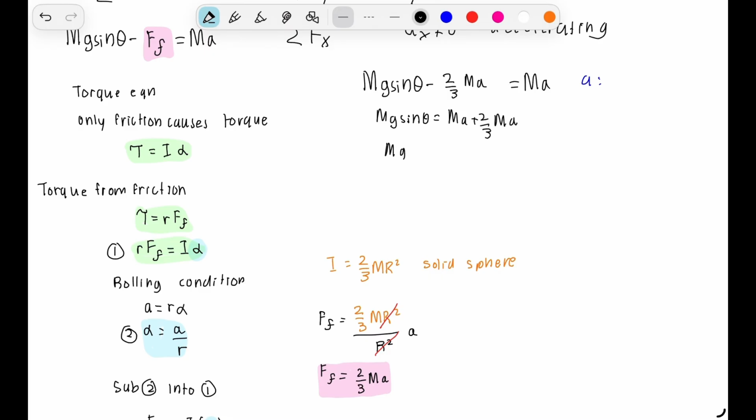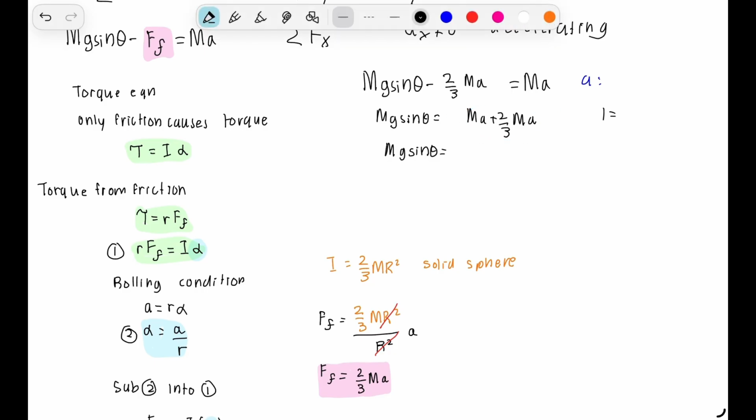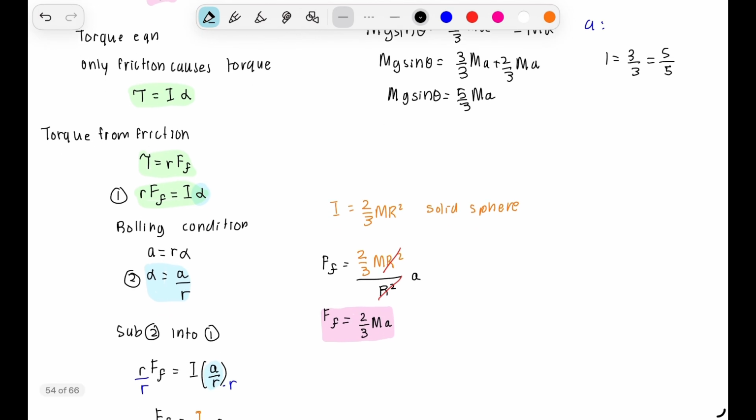You have mg sine theta. And you can also write ma. You can write 1 is equal to 3 over 3. It's also equal to 5 over 5. Anytime you divide something by itself, it's just 1. That's how you represent a whole number as a fraction. So you can rewrite that as 3 over 3, and then you can just sum those two fractions. So that's going to be 5 over 3 ma, because it's the same thing as multiplying by 1 as well.